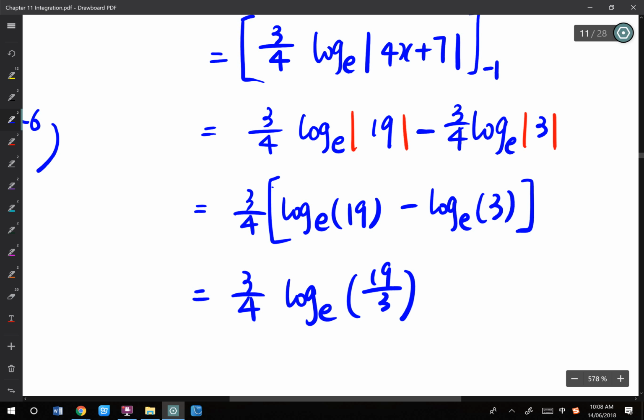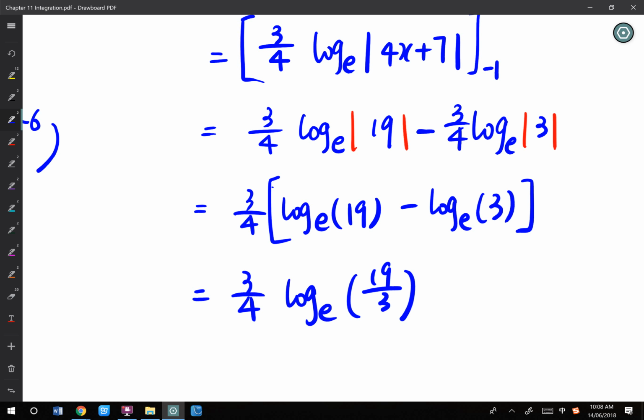Okay, so 19 over 3. So minus log is the divide. Okay, it's the divide.